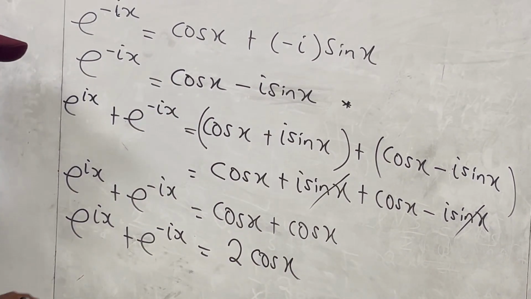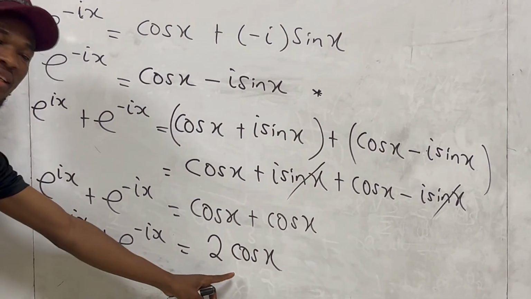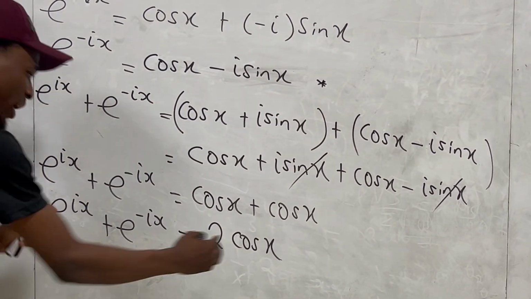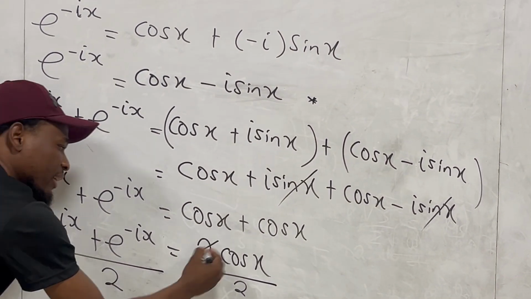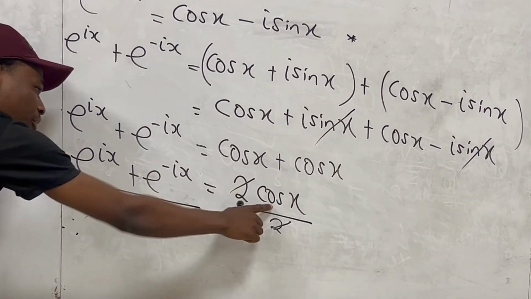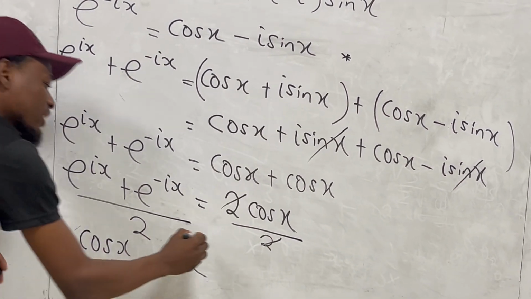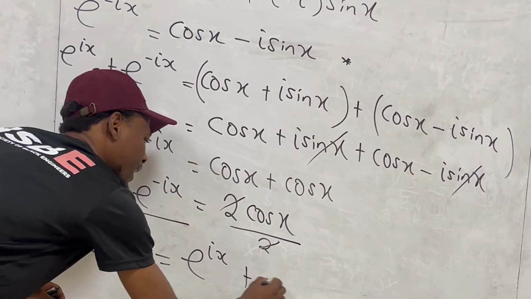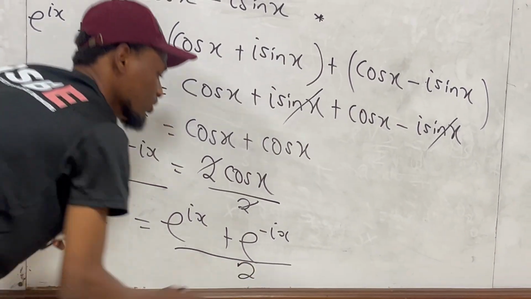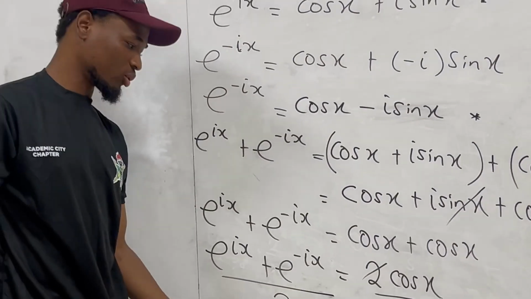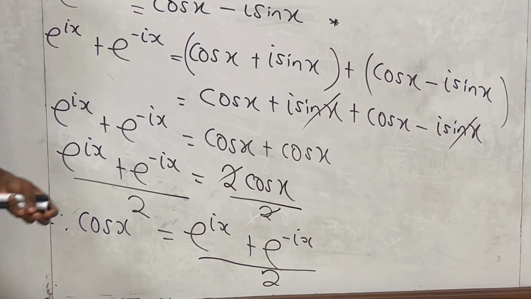Now the question wants us to make cos x the subject. So you also make cos x the subject from this equation. You divide both sides by 2. Here 2 by 2, this cancels this. So therefore, I have cos x equal to exponential ix plus exponential negative ix, all divided by 2. So we've been able to show that indeed cos x is equal to that.